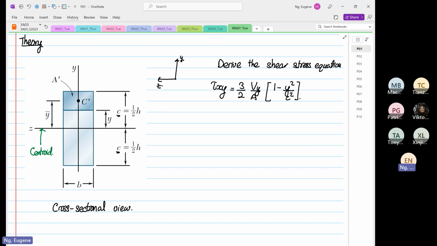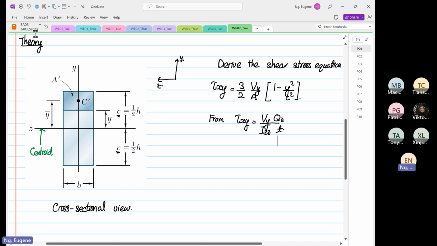Okay, so for now we are just going to focus on the shear stress induced by Vy. That's why the centroid axis is on the z-axis. Okay, so we know from the equation for shear xy, the general form of the equation is equal to Vy over Izz, Qz divided by T.